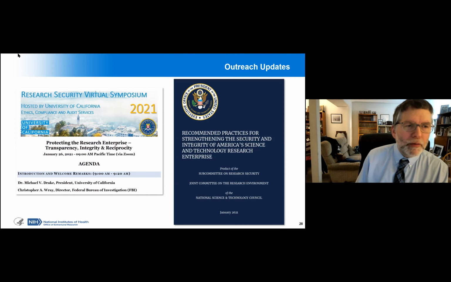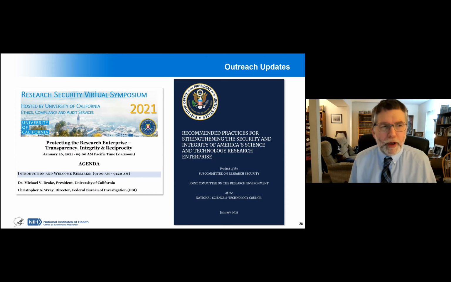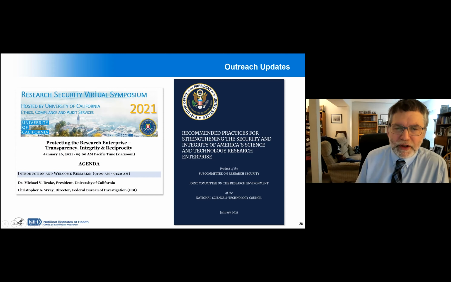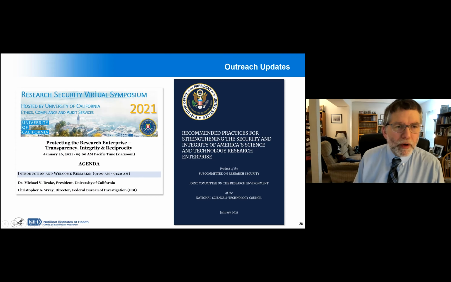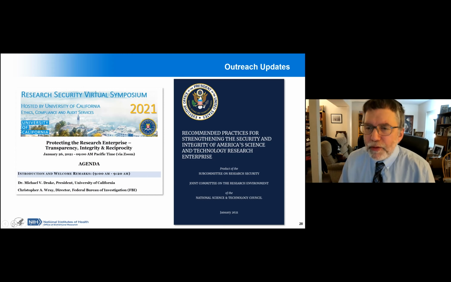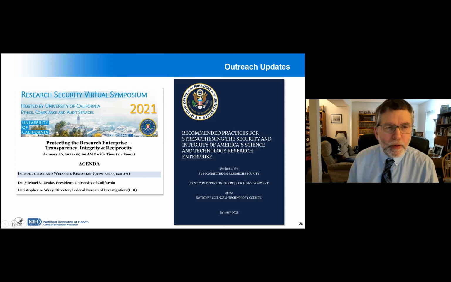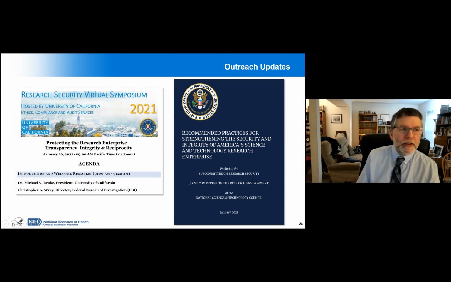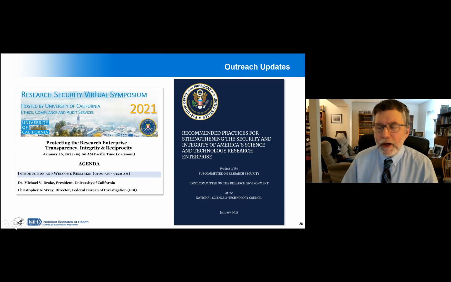This is something that we're working closely with many government agencies on. There's been quite a bit of outreach on this. This was an event that took place at the University of California on January the 26th. We've been working very closely with OSTP, which released this recommended practices document in January of '21. This is a document that a number of us, and I'm one of the co-authors, have been working on for years to help institutions understand the nature of the threats to their research and to their IP, and to help them address it in a way which is effective, but at the same time maintains openness and collaboration, which is such a critical part of our ability to conduct science.